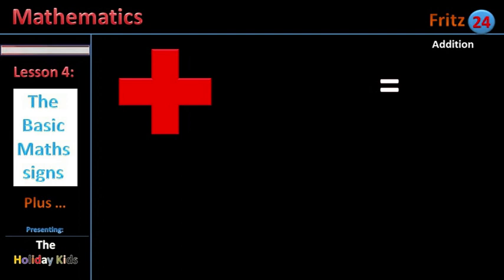So we start with the plus sign for addition. Plus. To write the plus sign, we go down, a straight line down, and then we cut it across horizontally. A straight line goes down, another line cuts it horizontally, and we call it plus. Plus means to add, addition.